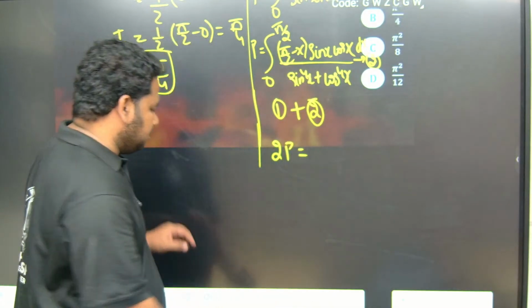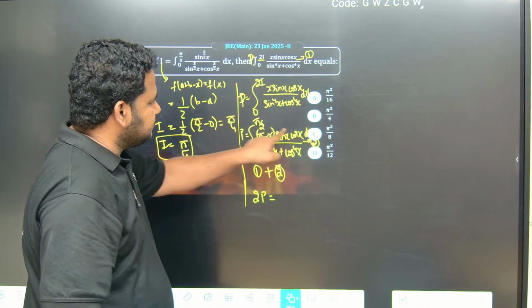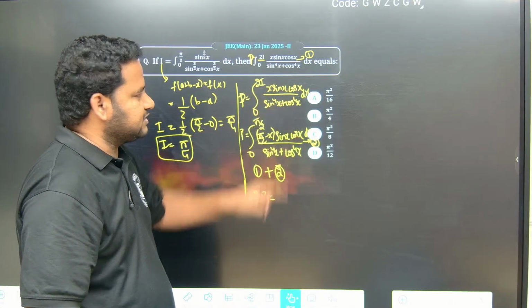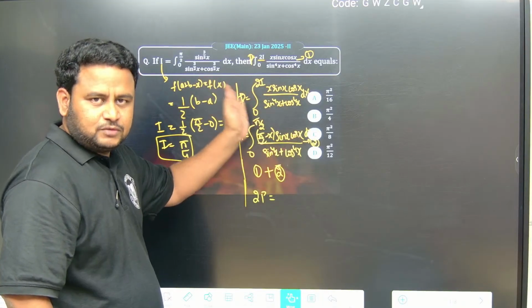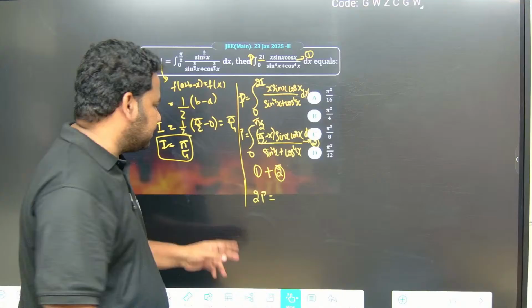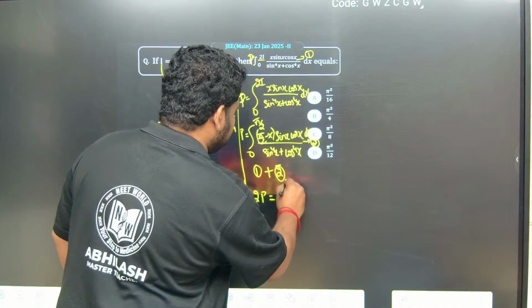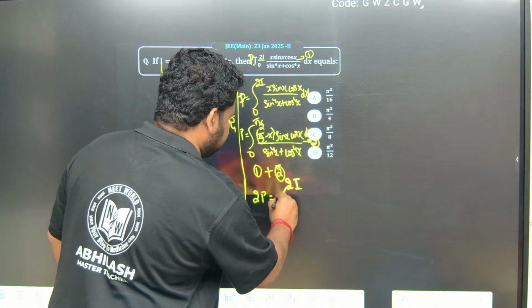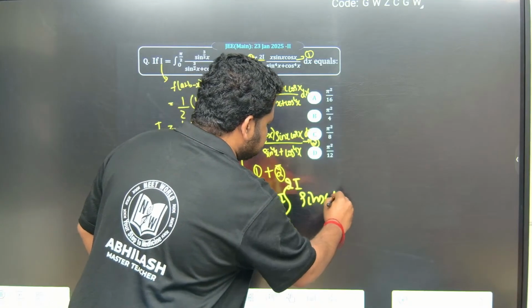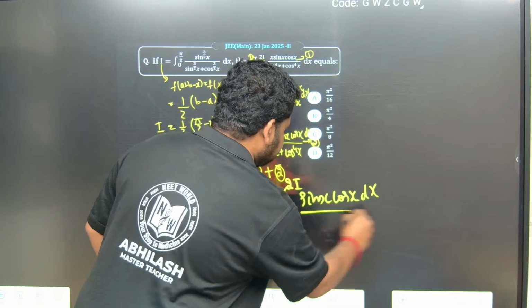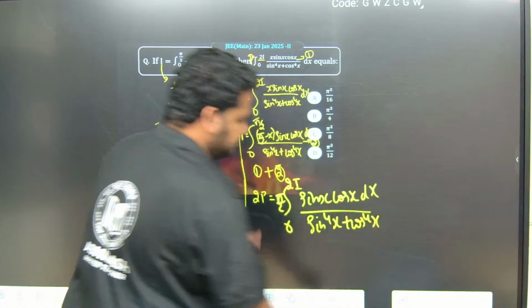So 2P will be equal to, as you can observe, pi by 2 into sin x cos x, here x into sin x cos x, and here I have minus x into sin x cos x. So plus x and minus x will cancel. I will be left with 2I equal to the integral from 0 to pi by 2. I will take the pi by 2 outside, so pi by 2 times sin x cos x dx divided by sin power 4x plus cos power 4x. That's it.